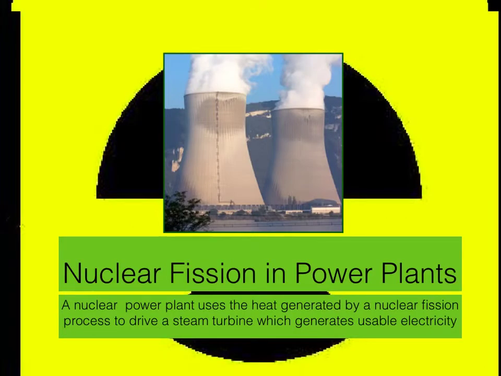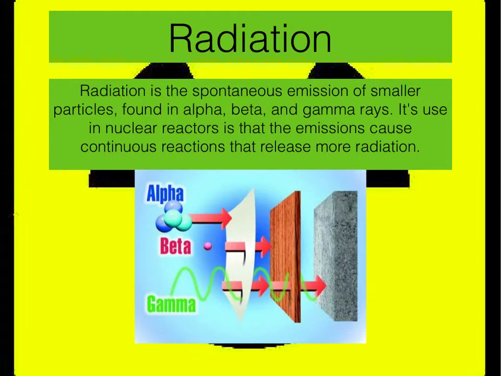Now I'm going to tell you about nuclear fission and power plants. A nuclear power plant uses the heat generated by a nuclear fission process to drive a steam turbine, which generates usable energy, or electricity. Radiation is a spontaneous emission of smaller particles found in alpha, beta, and gamma rays. It is used in nuclear reactors, where the emission causes continuous reactions that release more radiation.